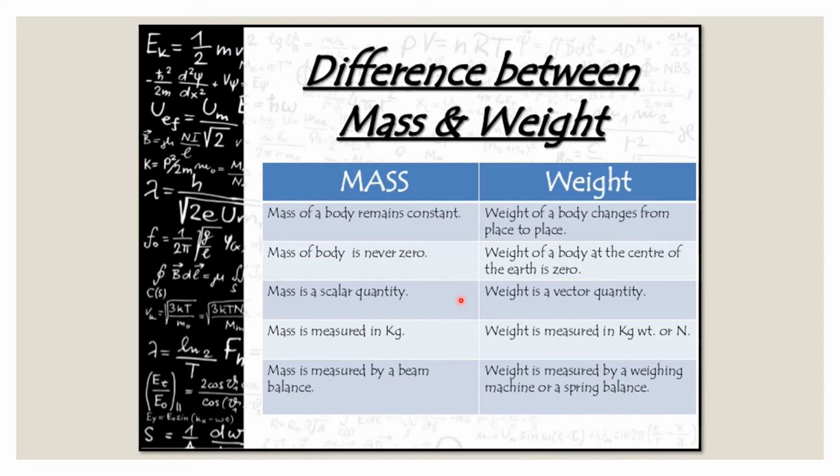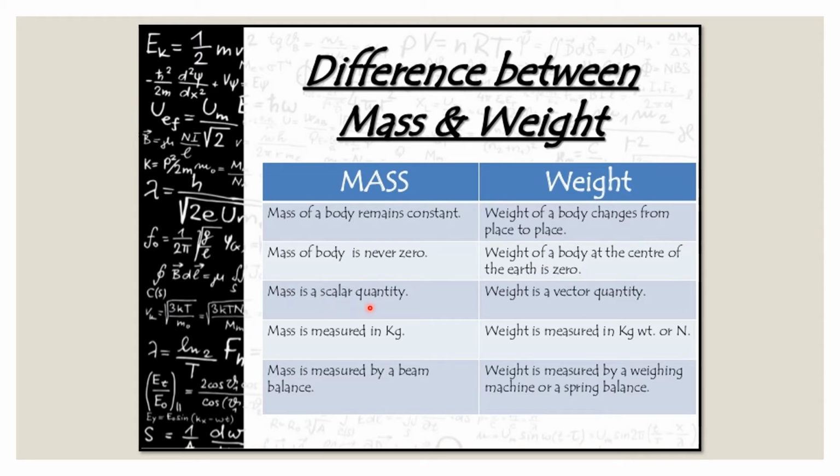Now the difference between mass and weight. The mass of a body remains constant, and the weight of a body can change from place to place because the acceleration due to gravity changes from place to place. The mass of a body is never zero, because if mass becomes zero, then the weight of the body also becomes zero, but it can never be zero. Also, the weight of a body at the center of the earth is zero because the gravitational force would be zero. So the weight, the mass of the body into zero, would be equal to zero.